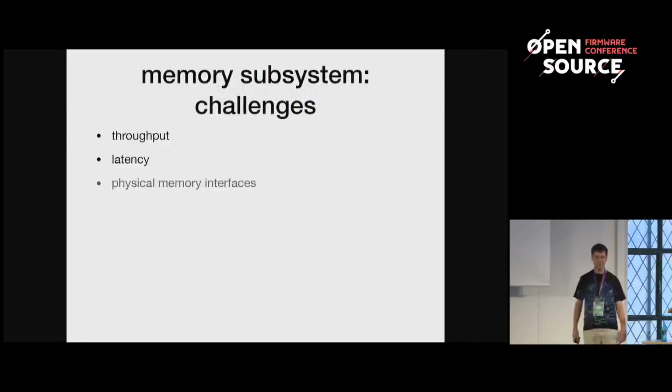And the main question is the challenges of how to scale the memory subsystem, because the processing power scales quite well. But in memory, we face some issues there. To squeeze it all into 30 minutes, I had to omit a lot of details. Basically, the challenges in the memory subsystem are mostly the throughput and the latency, and also the physical memory interfaces, but that won't be part of the talk.